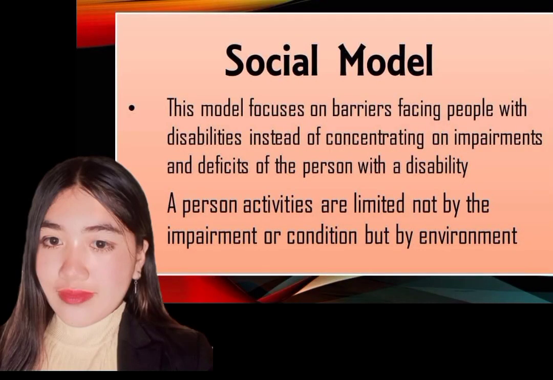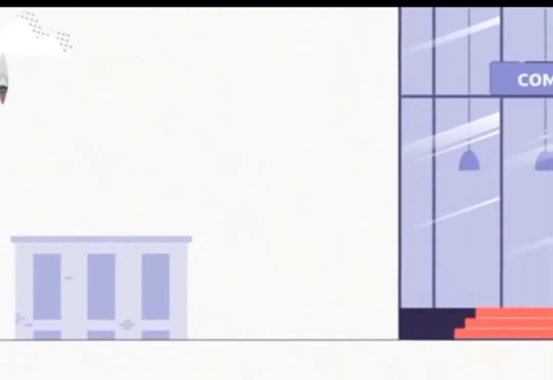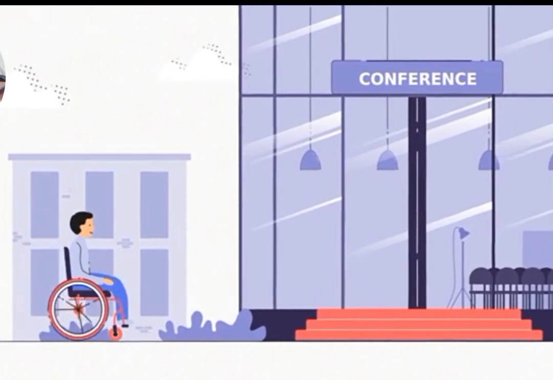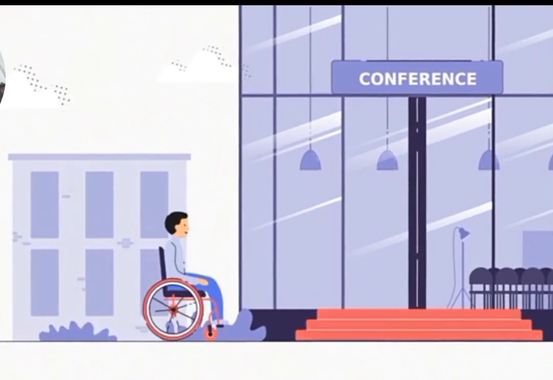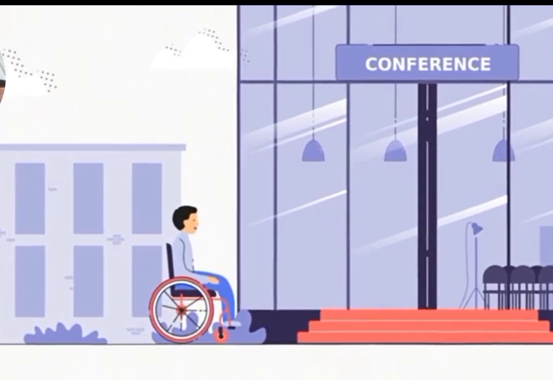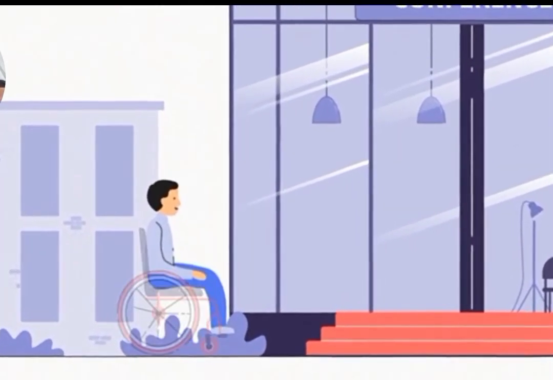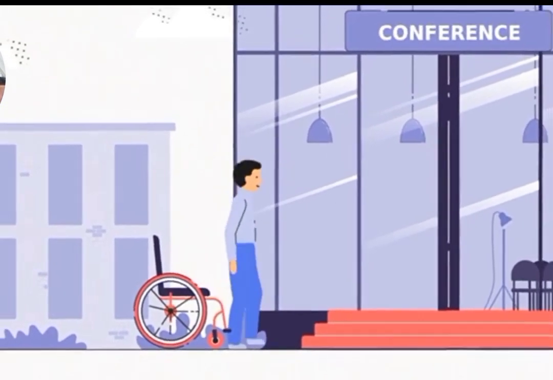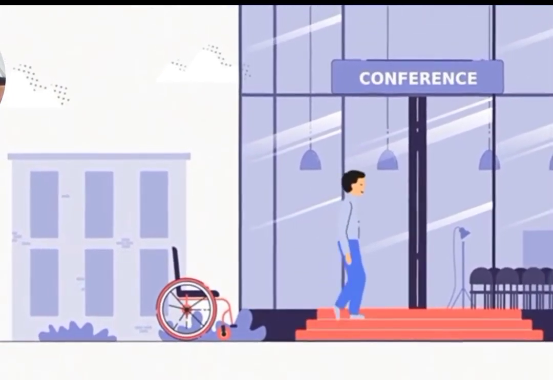Social model. This model focuses on barriers facing people with disability. A person's activities are limited not by the impairment or condition but by the environment. Imagine a person in a wheelchair trying to get into an important meeting, but failing because there is a step at the door. With today's approach, it is the problem of the person using the wheelchair. If not for the restriction of mobility, he would take part in the meeting.